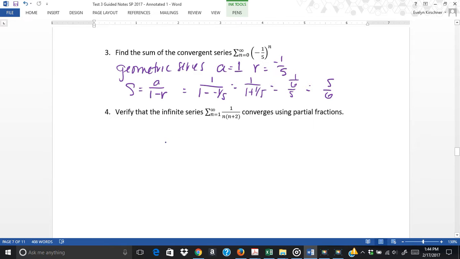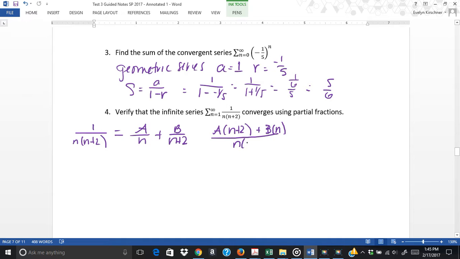This one we're going to use partial fractions. So we have 1 over n times n plus 2. We have to use partial fractions. So we're going to have a over n plus b over n plus 2. When I have my common denominator, n times n plus 2, I have a times n plus 2 plus b times n, all over that n times n plus 2, because I'm going to multiply this by n plus 2 over n plus 2 and this by n over n.